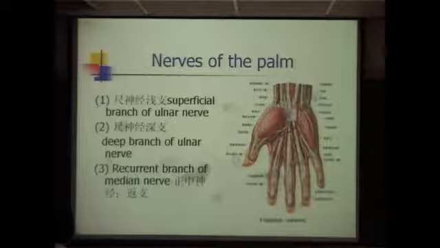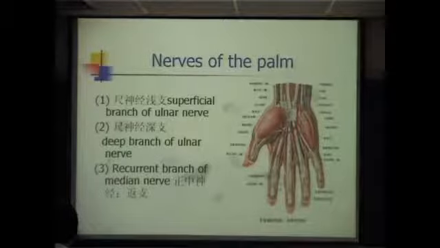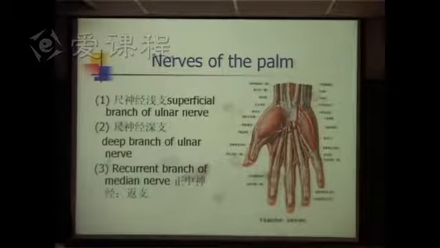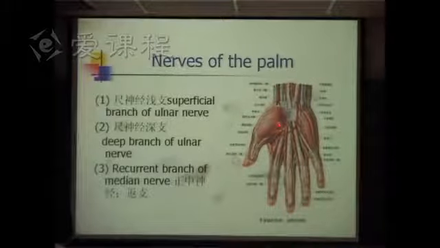And another important structure is the recurrent branch of the median nerve. It goes like this. It supplies the thenar muscles here. In the last class, some groups have already identified this branch. You should further identify this branch again in this class.